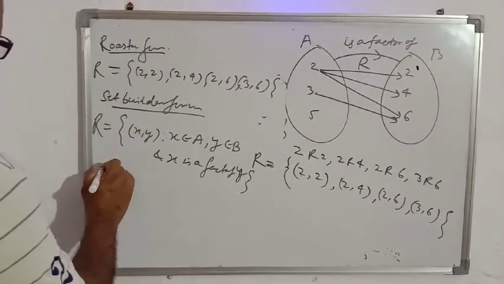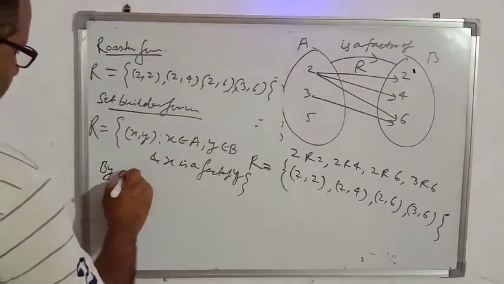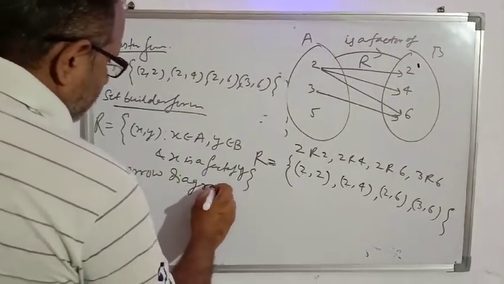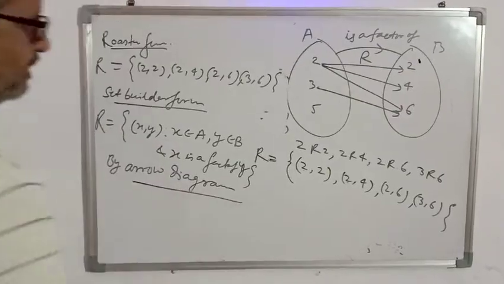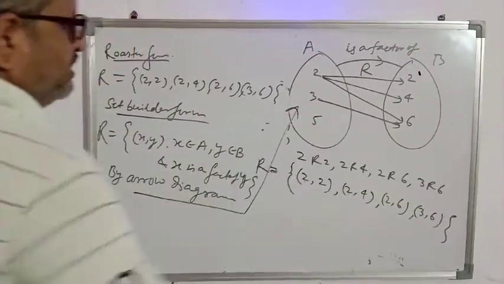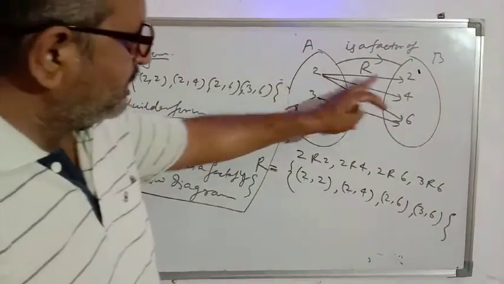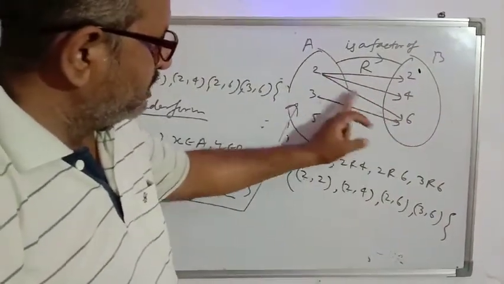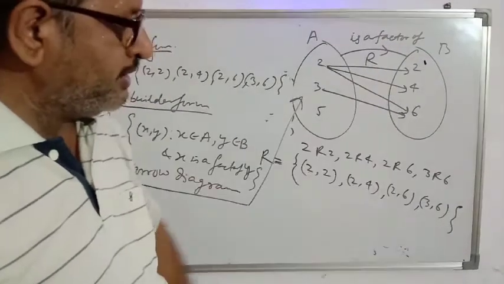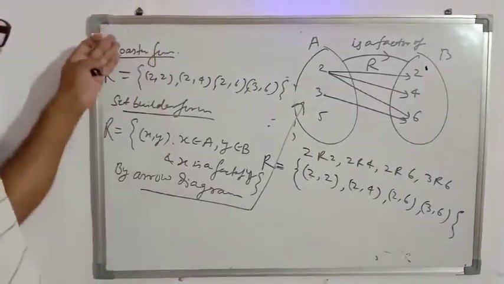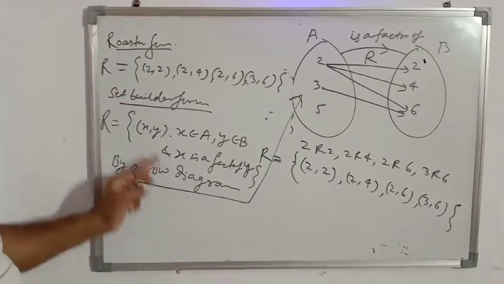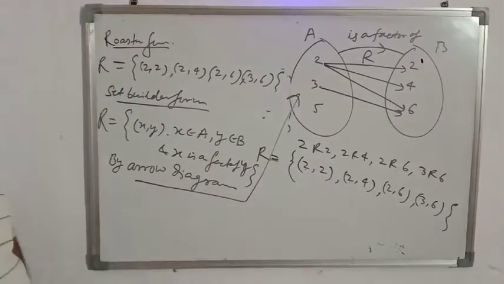Third is by arrow diagram. So I have represented here by arrow diagram. 2 is related to 2, 2 is related to 4, 2 is related to 6, 3 is related to 6, 5 is not related to any number. So there are three ways to represent a relation: roster form, set builder form, or arrow diagram.